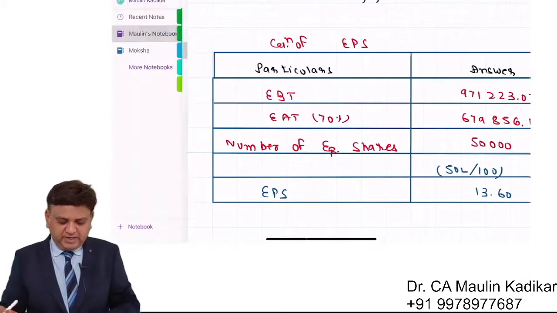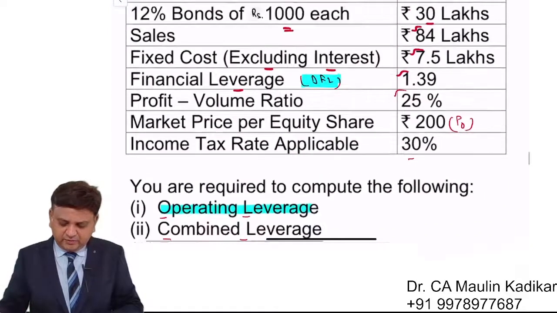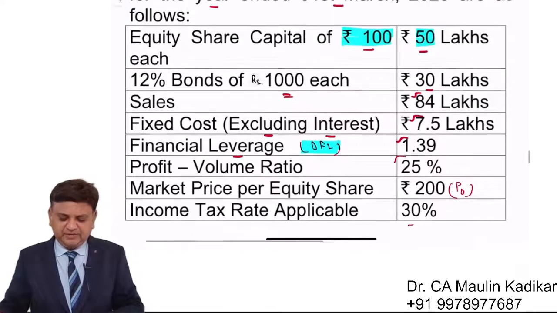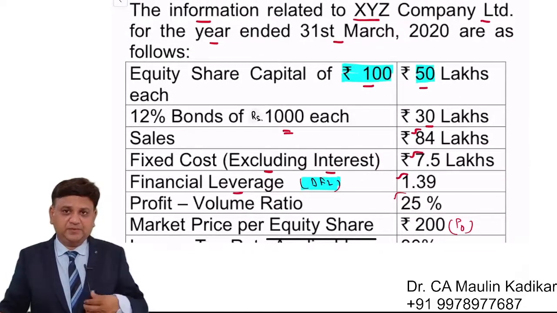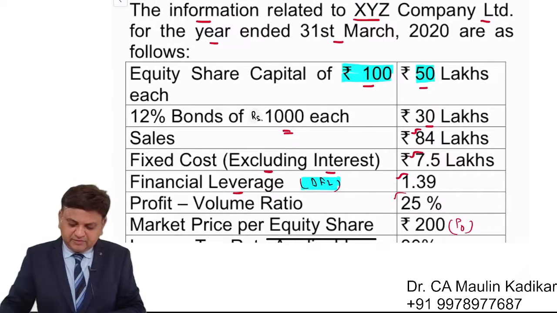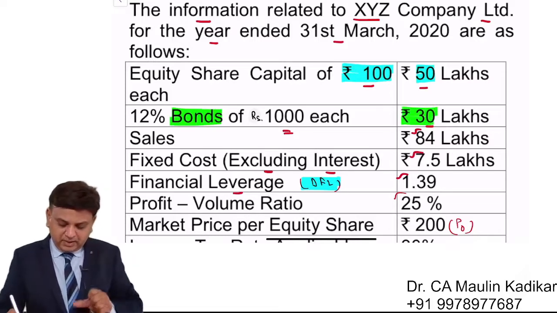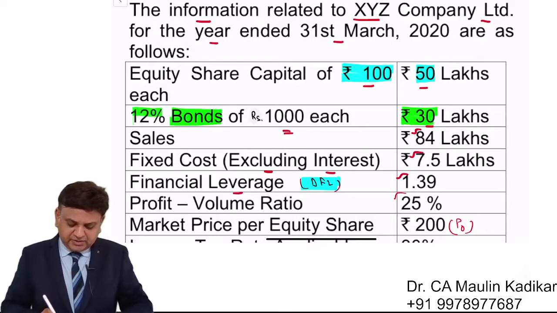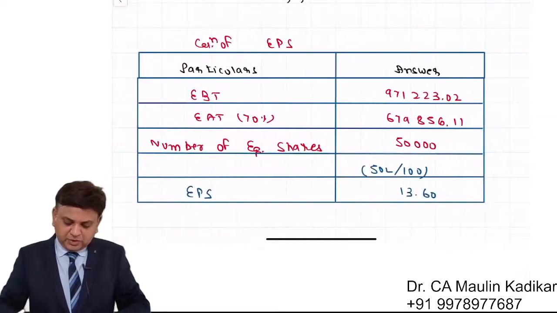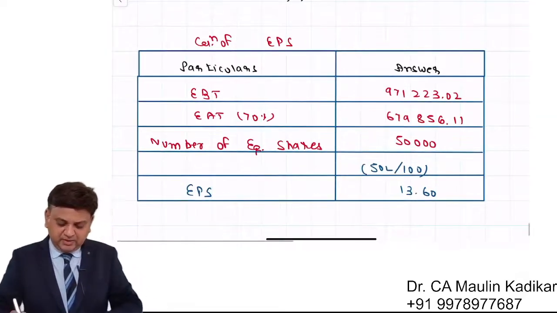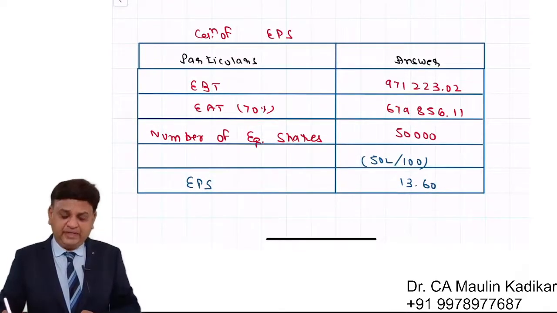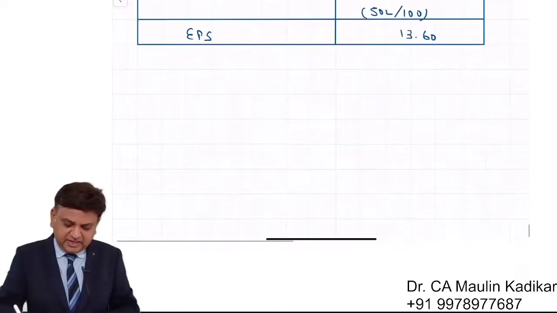Friends, before I proceed further, I would like to share with all of you one point for which number of times I get query from the students. Let's say the question is providing the information about the bond, means debentures. It is an amount of rupees 30 lakhs. We have been provided that the rate of interest is 12%. So sometimes students have a point to ask me, let's say for calculation of the EPS, can I do working like this?